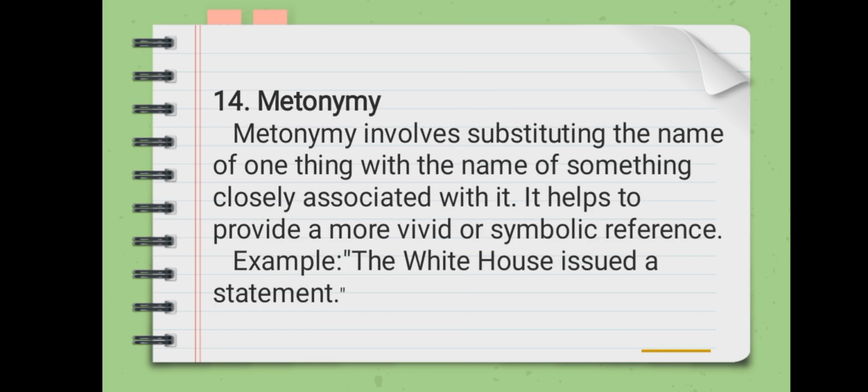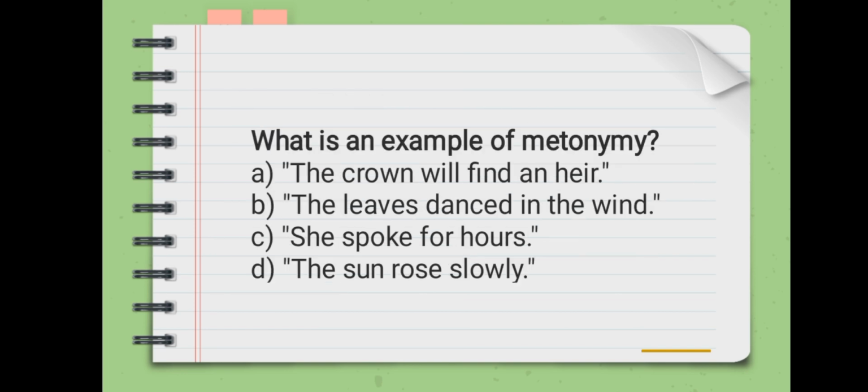Next is metonymy. So what is metonymy? Metonymy involves substituting the name of one thing with the name of something closely associated with it. So it helps to provide a more vivid or symbolic reference. For example, the White House issued a statement. The White House is used as a metonym for the US President or the administration, as it is closely associated with the office.